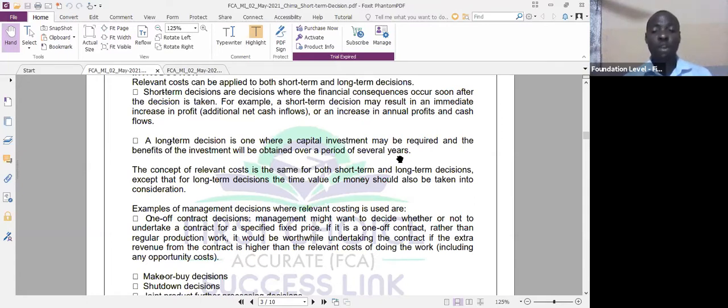Now, what is a one-off contract decision? A one-off contract is those contracts or those jobs that you don't see every time. It means that you are doing a similar line of work, but this particular contract is a little bit of a departure from what you are doing regularly, but you can do it. And so you take on that contract because you don't see something like this every time.